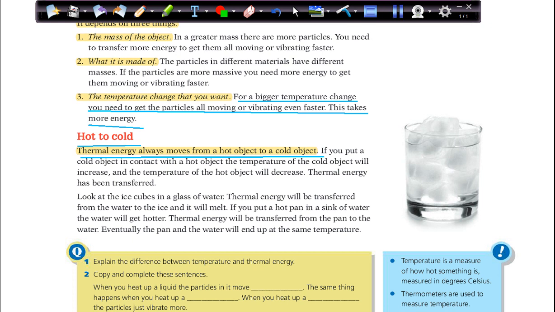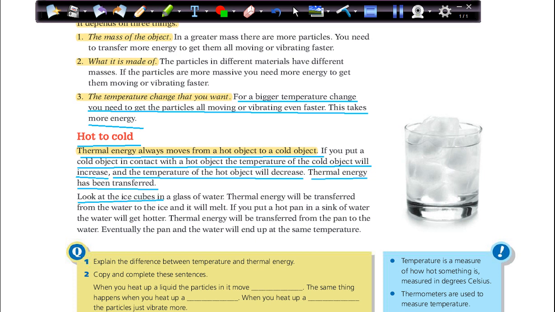So if you put a cold object in contact with a hot object, the temperature of the cold object will increase. In this case, the ice cube will melt. And the temperature of the hot object will decrease. Also, we can notice that our hand is getting colder and colder. Thermal energy has been transferred. So thermal energy is transferring from hot object to cold object.